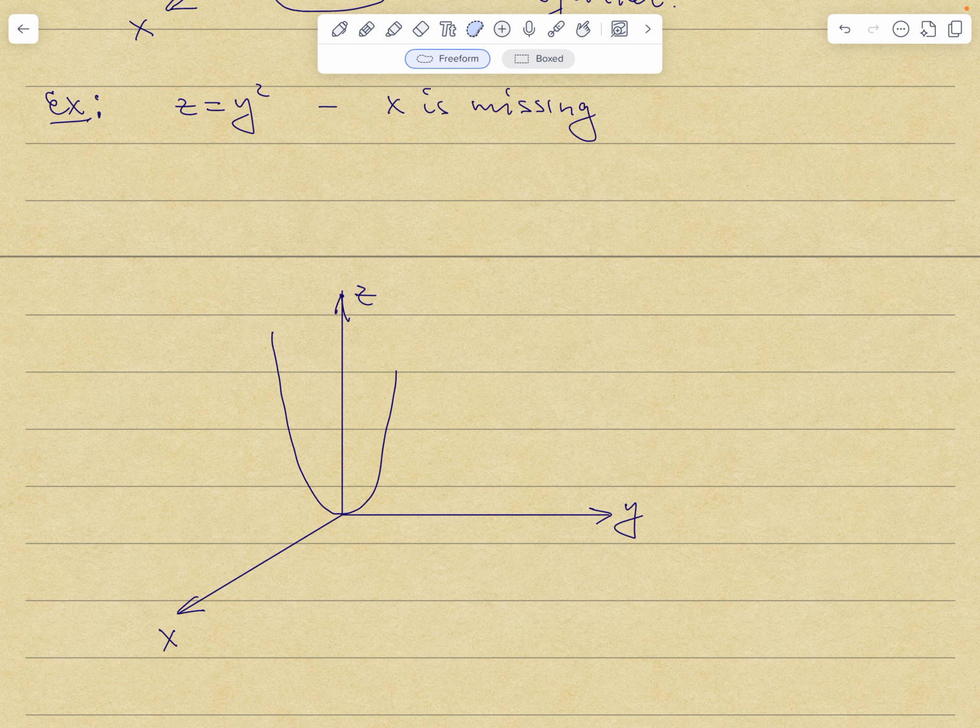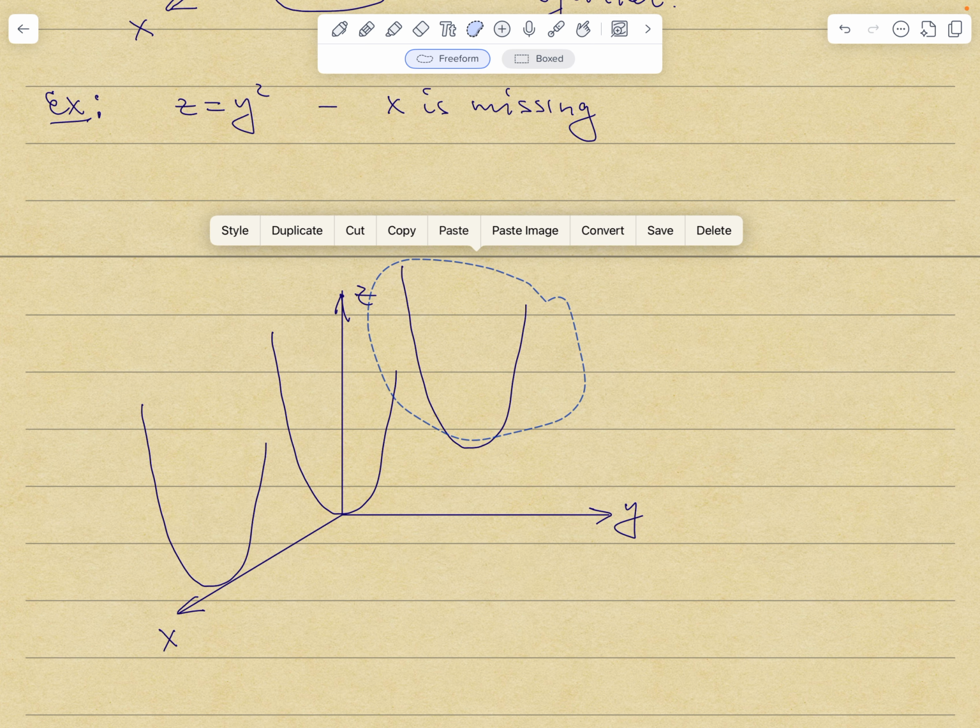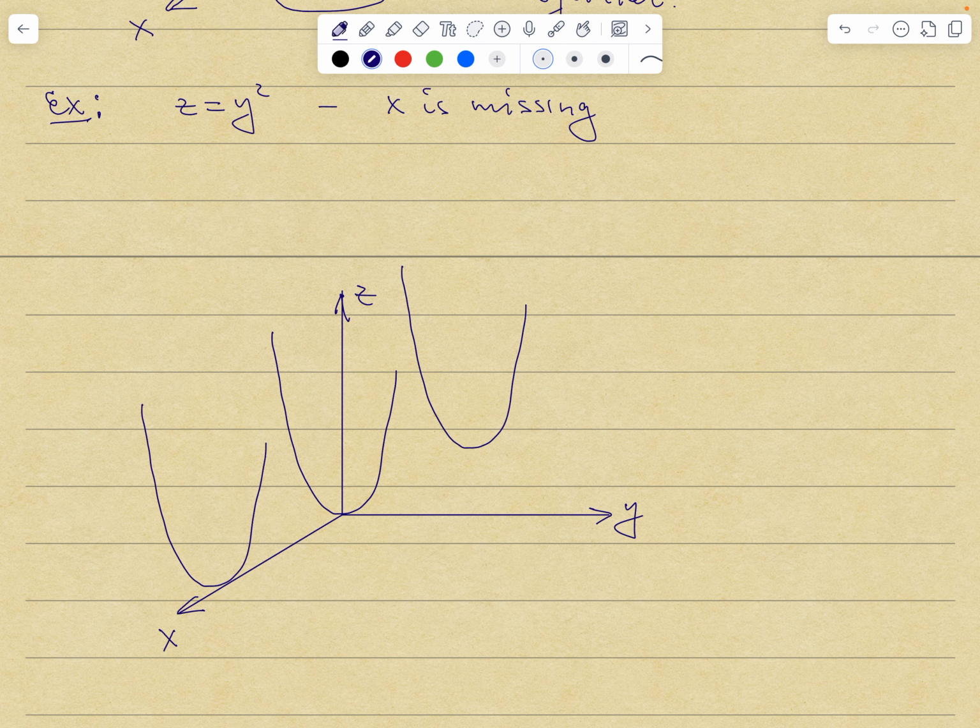And let's do that. So you shift it here, and you also shift it in the opposite direction there, and then you just connect these parabolas, right? And this is going to generate for you a surface which is parabolic in shape.